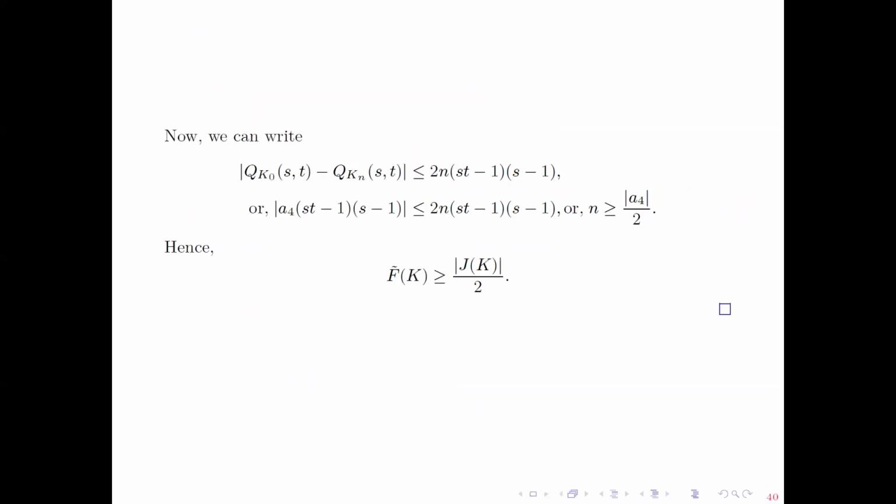So that is what we want to do next, to find a lower bound with the help of some other invariant, maybe not this one. So that was all in this talk.